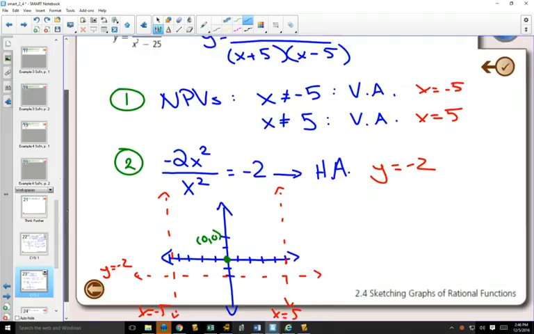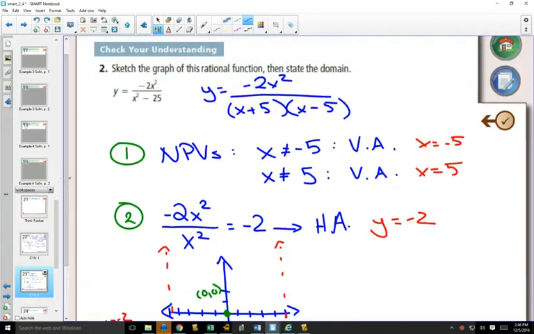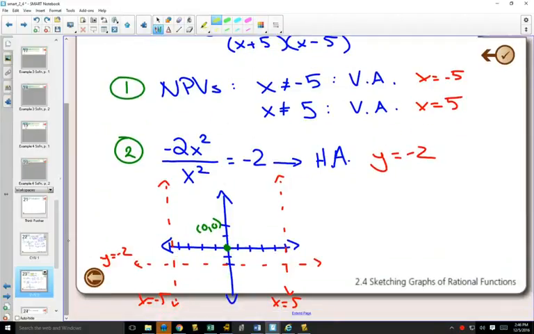Let's find our x-intercepts. Your x-intercepts are whenever your numerator is equal to 0. That's equal to 0 when x is 0. So it's the same point, and that's the only x-intercept. Okay, well, we have one point, and that's it.